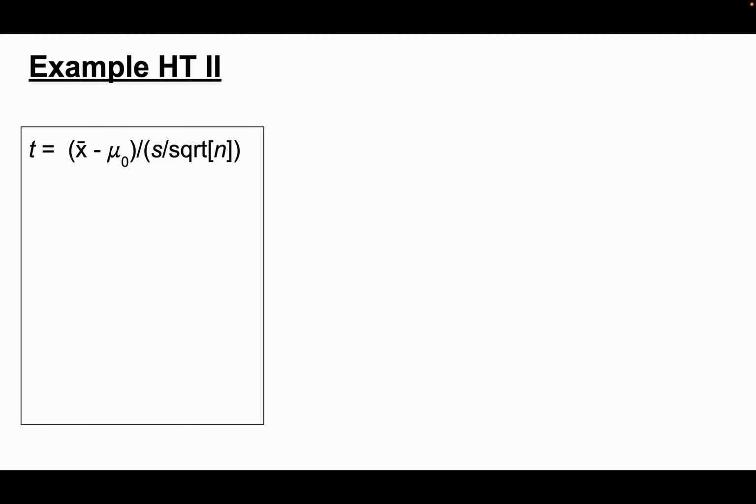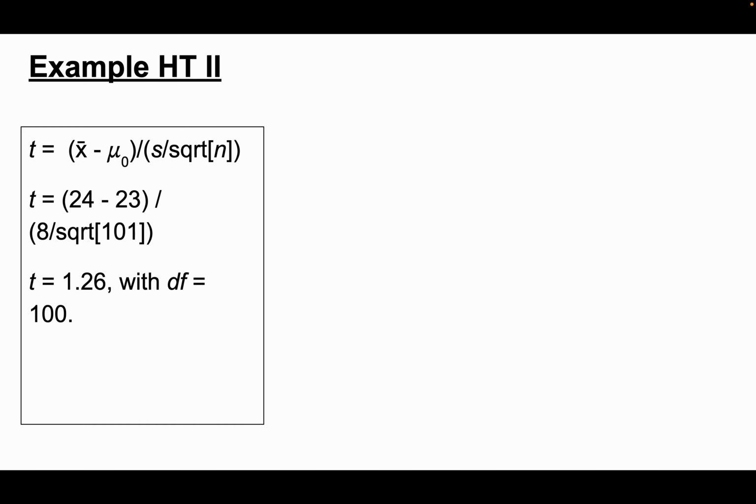We calculate our test statistic in the exact same way we've been calculating it for z-scores. We plug in 24 for our observed sample mean, 23 for mu naught, our hypothetical population mean. We plug in 8 for our actual s, and here we're not even making any assumptions about its equivalence to sigma. That's just what s is. We'll deal now with the resulting uncertainty. And then we plug in the square root of n, in this case the square root of 101. So we get a test statistic of 1.26 with degrees of freedom equal to 100.